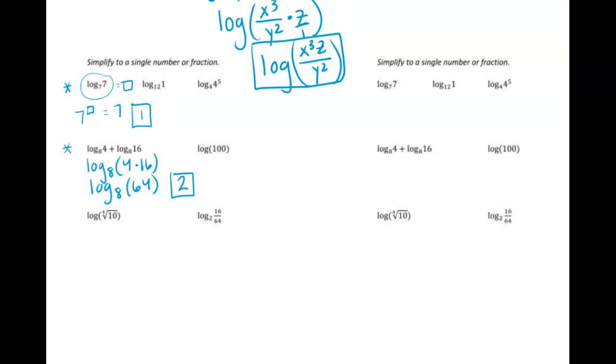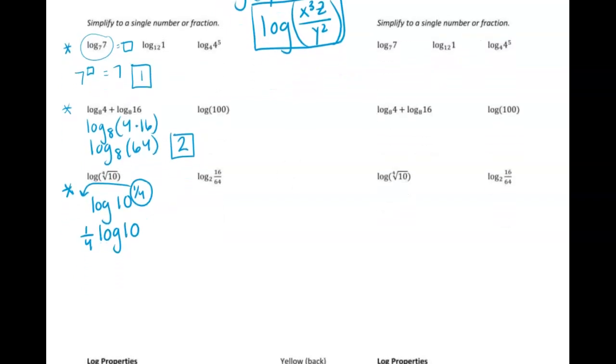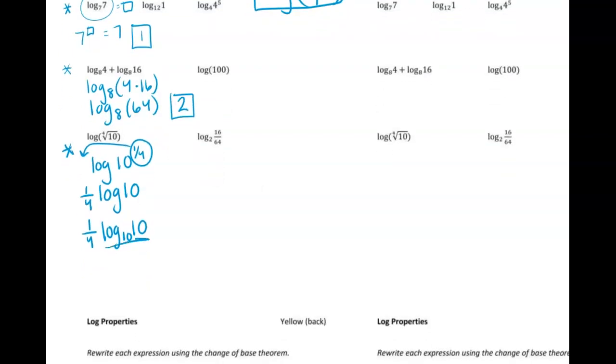I'll do both of these. So here, I'm going to rewrite this as log of 10 to the 1/4, because the fourth root is just the 1/4 power. Move the 1/4 out front. So we have 1/4 log 10. Again, if there's no base, it's a base 10. So then log base 10 of 10 is basically 10 to what power equals 10. So this is 1/4 times 1, which is 1/4.